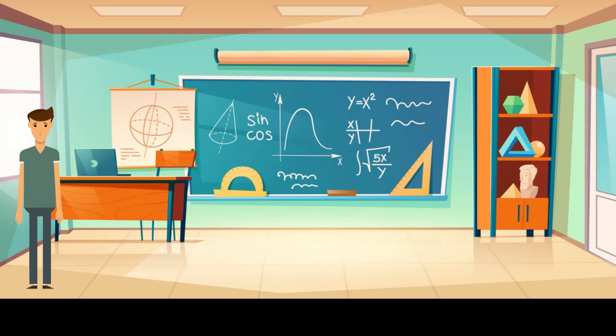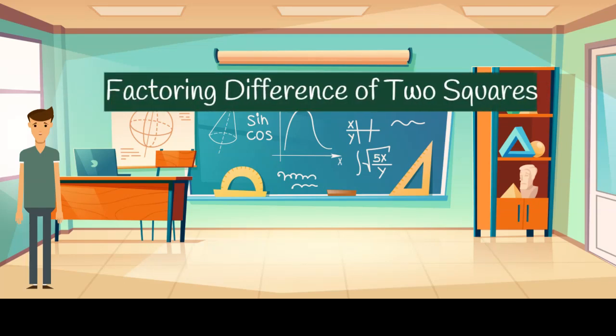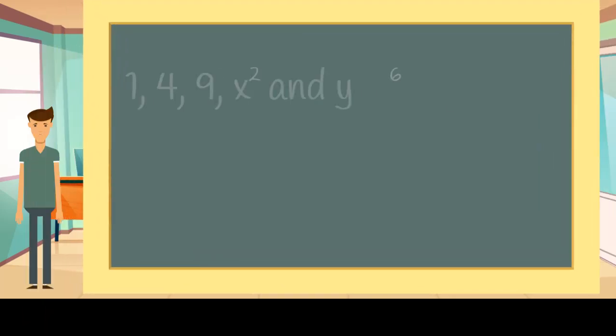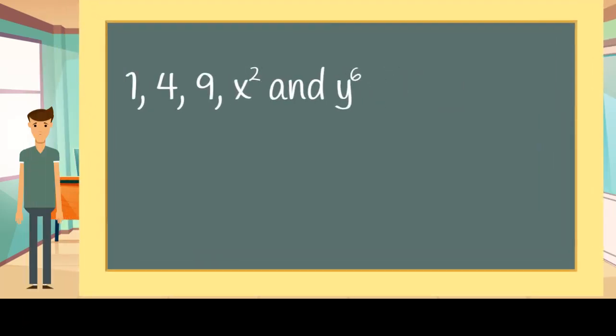Today we will discuss factoring difference of two squares. What you should be familiar with before this lesson. You should be familiar with how to identify perfect squares. For example, 1, 4, 9, x squared and y raised to 6 are perfect squares.